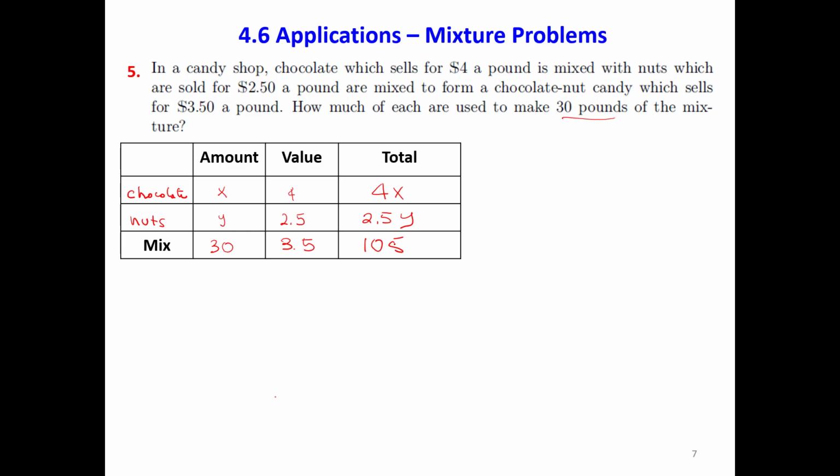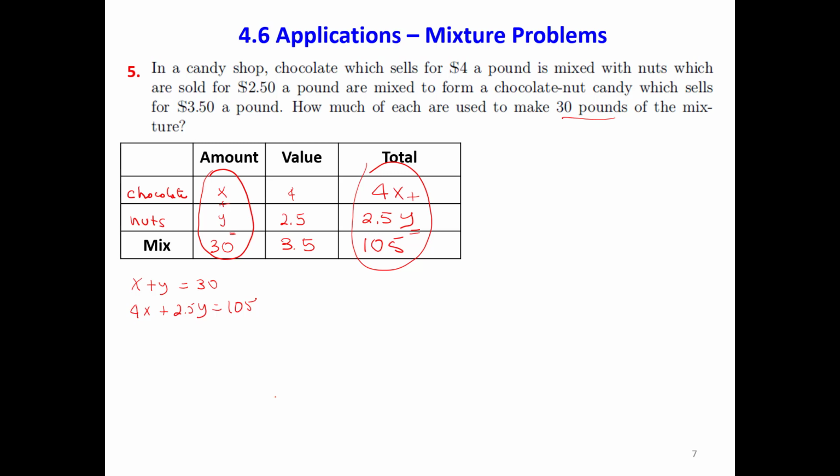Now we have the equations we need. We need two equations to solve the problem, because we have two variables. And here, this one plus this one equals this one. Let's write the equations. x plus y equals 30, and 4x plus 2.5y equals 105.